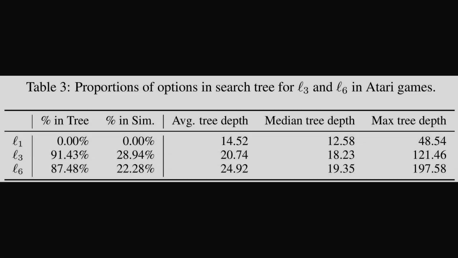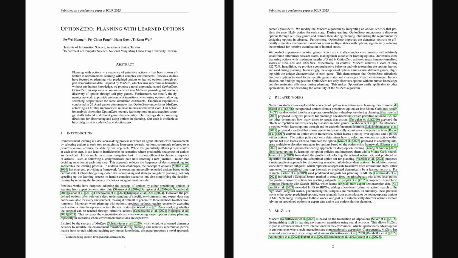So, wrapping things up, we've seen how OptionZero lets the agent autonomously discover useful action sequences through self-play, enabling that deeper planning we just discussed. Alright, this clearly leads to significantly better performance on complex tasks like Atari, boosting scores over the baseline. Well, it's a really promising direction for making agents learn more complex behaviors.